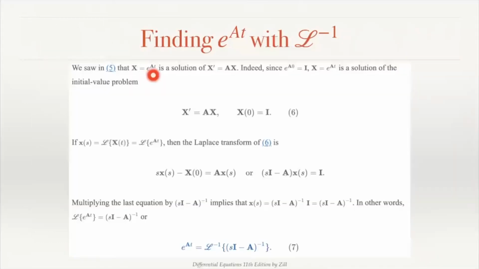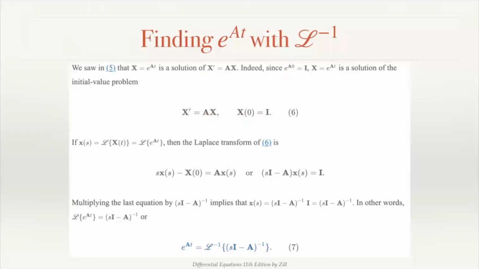So we know that e to the at is a solution of x prime equals ax, and e to the a times 0 is I, because when we plug in t equals 0, everything past the first term in the Taylor series, and the first term, remember, is I, goes away, so e to the a times 0 is I. And that means that e to the at is a solution of the initial value problem, x prime equals ax, since it satisfies that, and x of 0 equals I, since when we plug in 0, we have I.